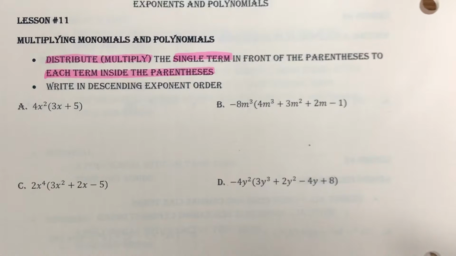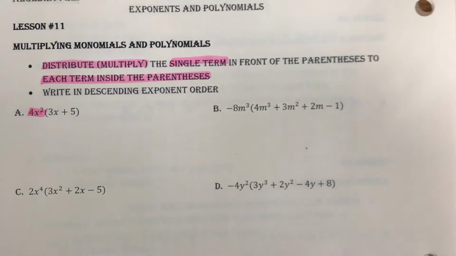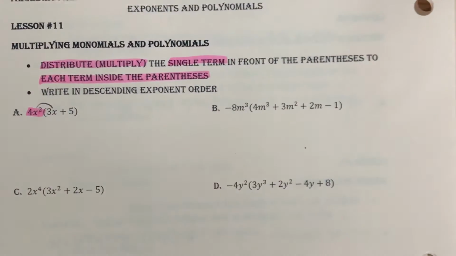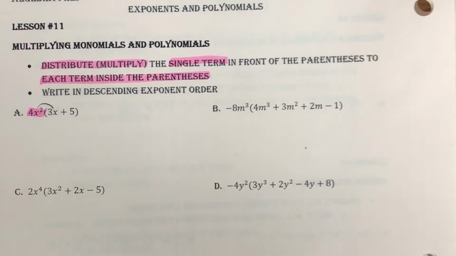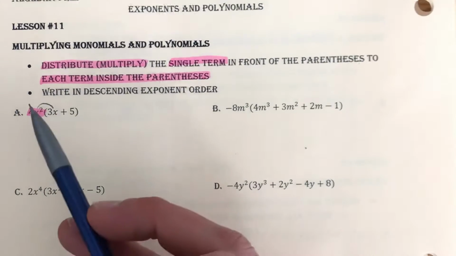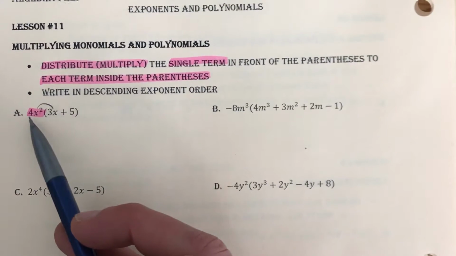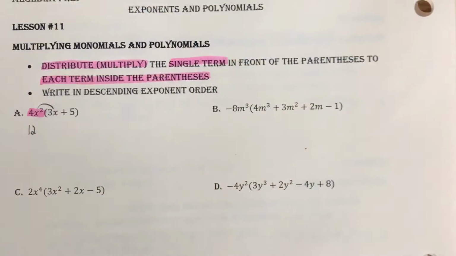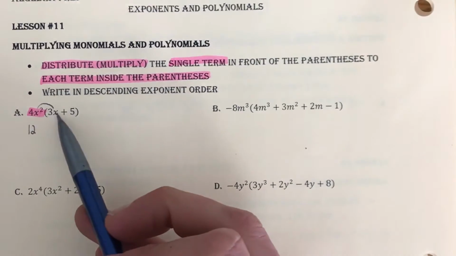So example A says 4x squared times 3x plus 5. So again, we're going to be taking this single term that is out front right here, and we're going to be multiplying it times each term inside. So we're going to multiply 4x squared times 3x, and that'll be the first thing we do. Now remember, when we do that, we multiply the coefficient times the coefficient, so 4 times 3, which is 12. Then we multiply the x squared times the x.